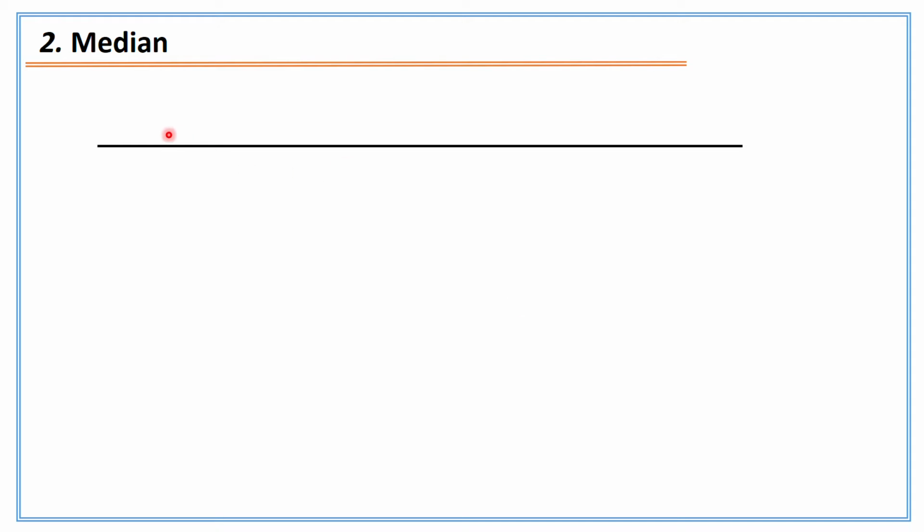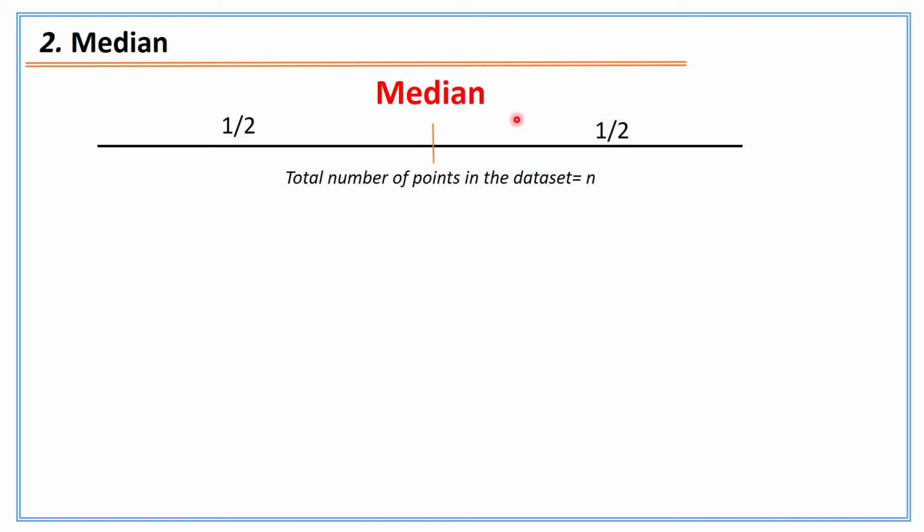Let's say this black line is representing the number of data points, and the total number of points in the data set is n. This is the center of the line, the center of the data having n data points. Half of the line is half of the data, 1 by 2, and the other 1 by 2 is the remaining data points. The center line is the median.